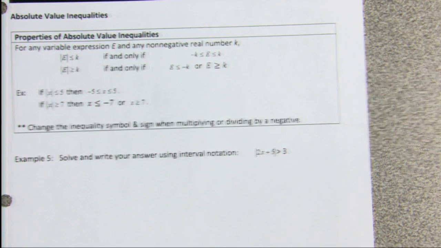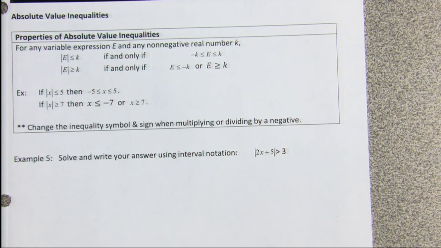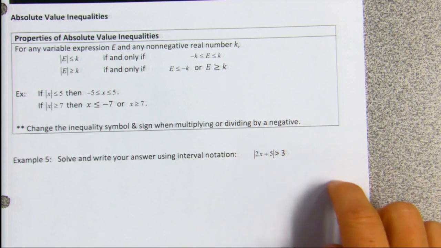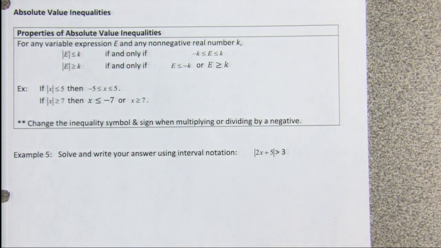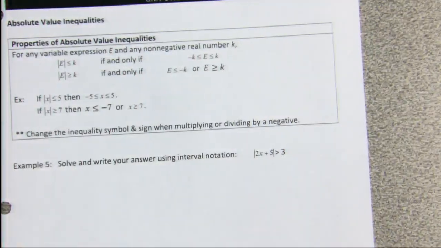Just like when we're talking about absolute value equations, we cannot equal or be less than or greater than a negative number. Not possible. Same thing, just like equations, you need to have your absolute value isolated. Both of these are that way. We can just work with them.